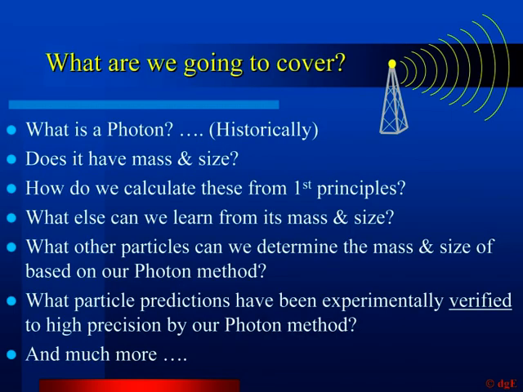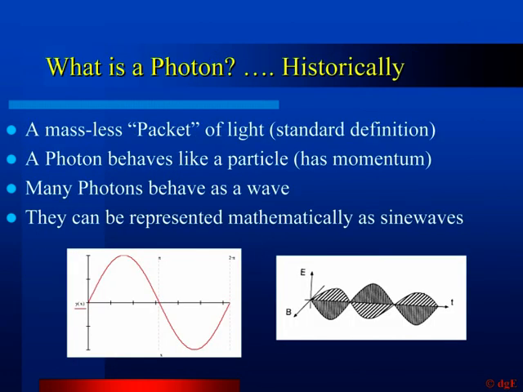What are we going to cover? What is a photon, historically? Does it have mass and size? How do we calculate these from first principles? What else can we learn from its mass and size? What other particles can we determine the mass and size of, based on our photon method? What particle predictions have been experimentally verified to high precision by our photon method? And much more.